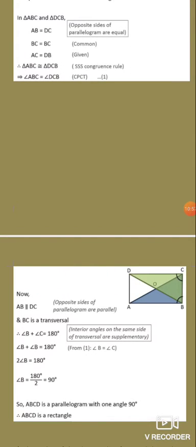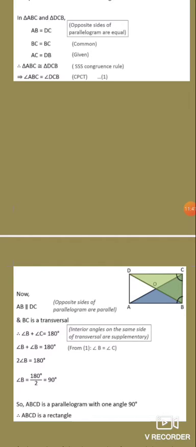Now listen carefully. AB is parallel to DC, that is, opposite sides of the parallelogram are parallel, and BC is the transversal. So angle B plus angle C is supplementary. Sum of those two is equal to what? 180 degrees. So angle B plus angle C is 180 degrees. Then, since in equation 1 angle B is equal to angle DCB, which is angle C, in place of angle C we can substitute angle B. So angle B plus angle B is equal to 180 degrees.